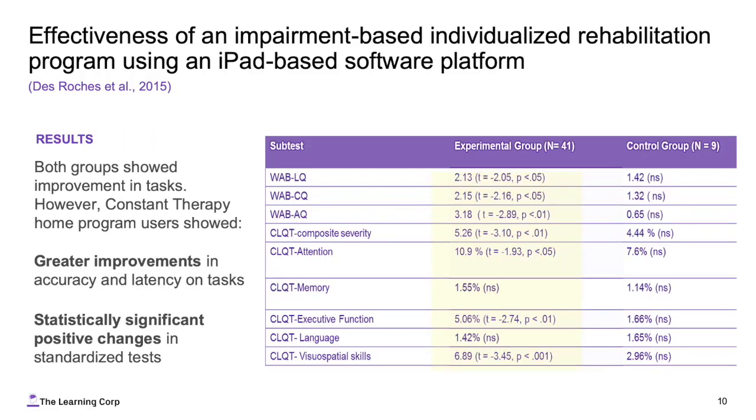And then looking at outcomes, within the app, the experimental group showed greater accuracy and latency on exercises. Outside of the app, the experimental group also showed more significant positive changes on standardized tests, and that was the Western Aphasia Battery and the Cognitive Linguistic Quick Test. You can see the p-values highlighted in yellow.